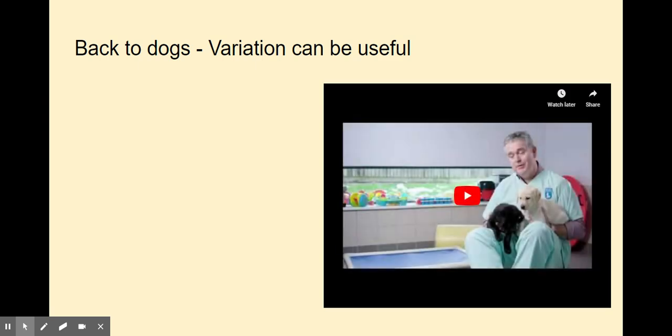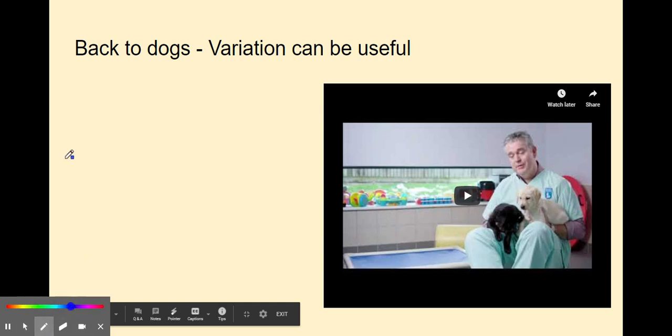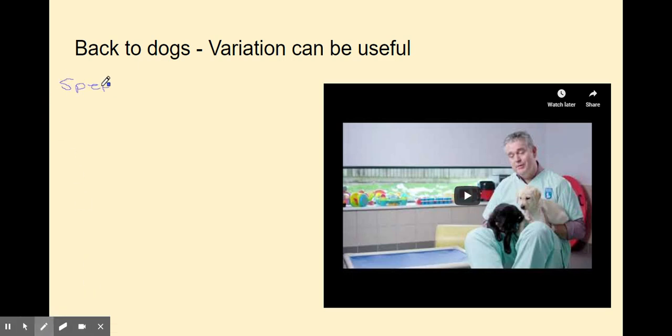Okay, so let's have a little chat about variation. So what they've done here, when they are breeding dogs to become guide dogs, they are looking for specific characteristics. And what they'll do is they'll look for the parents which have those characteristics, and they'll breed those together in the hope that the offspring will have those characteristics as well. Because only very particular dogs with very particular temperaments can be guide dogs. So actually, variation can be really useful.